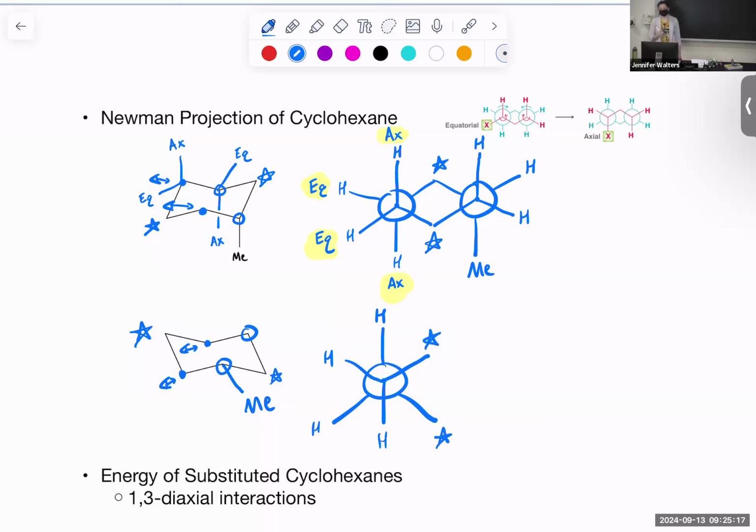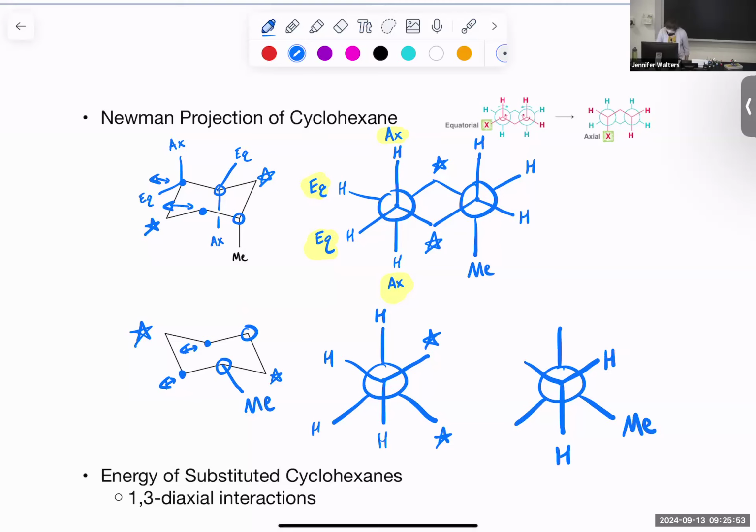Then I close my left eye, I open my right eye. For my right eye, I see that my axial is straight down. So I get my line straight down and I get my normal shaped Y. On my back carbon, my axial is straight up, so I get the line going straight up. My methyl is that down equatorial position. So the methyl is here. And then these are all hydrogens.